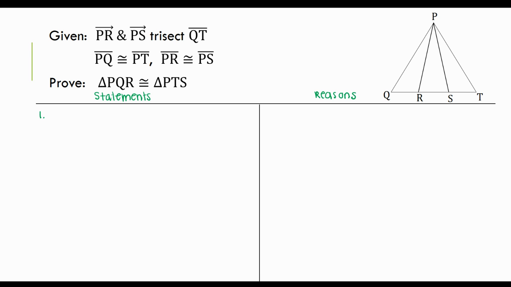So we are given that the ray PR and the ray PS trisect the segment QT. So that's my first statement. And my reason, when I number that step, is given information. Notice that that given information contains a vocabulary word, so I am not going to move on to my next given until I expand on that vocab.